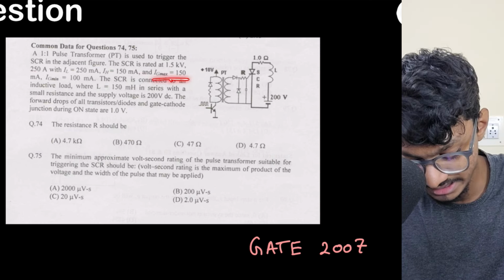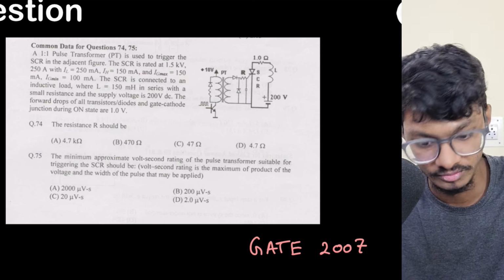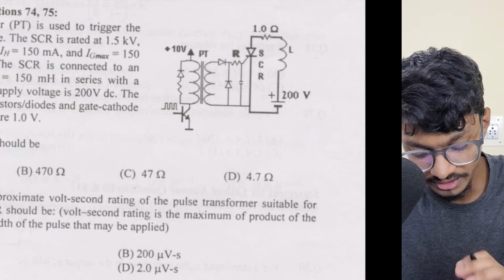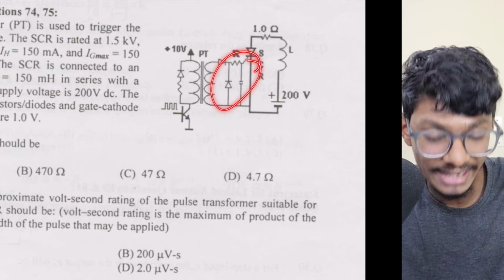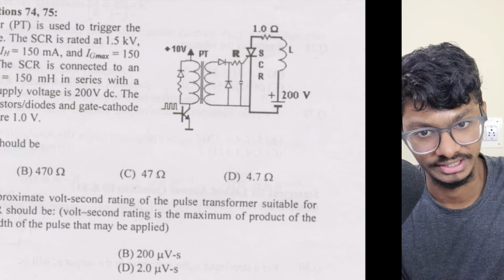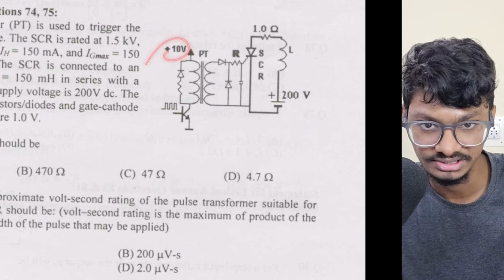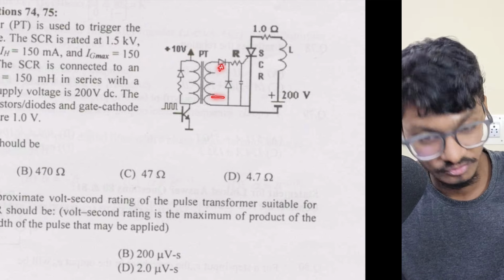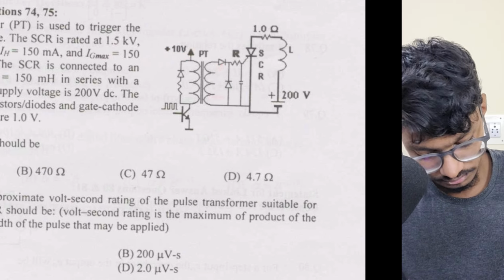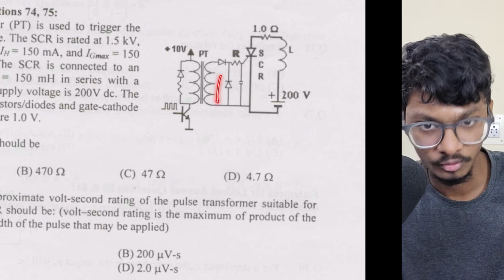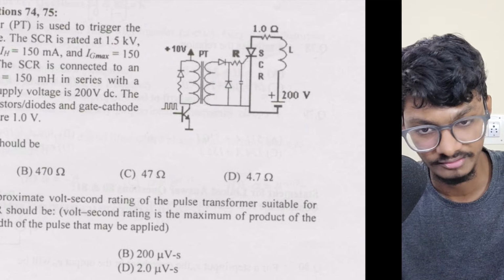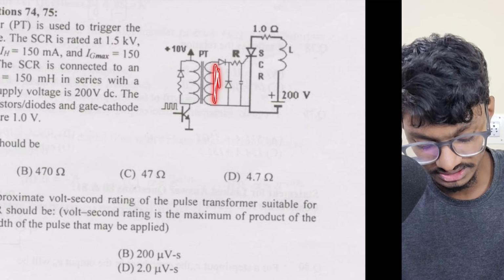Fine, they have given me the maximum and the minimum value of gate current. I have to equate with that. For us to equate, I have to understand what the maximum value of the gate current can be. The maximum value of the gate current occurs when the voltage of this 10 volt pulse is maximum, and only then will the current be maximum. If the voltage is zero, the current can never be maximum.